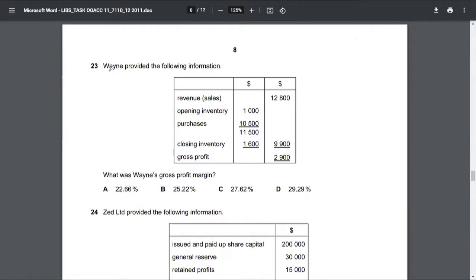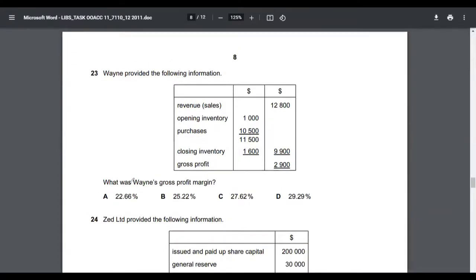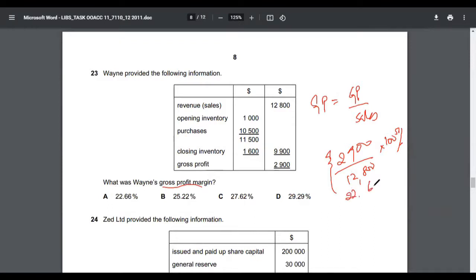Multiple choice 23. Wayne provided the following information. What was Wayne's gross profit margin? This is an easy question. If you remember the formula, gross profit margin is gross profit over sales. So you simply need to take 2,900 divided by 12,800 times 100. If you do this calculation, you should arrive at 22.66%. Hence, the correct answer to multiple choice 23 is option A.